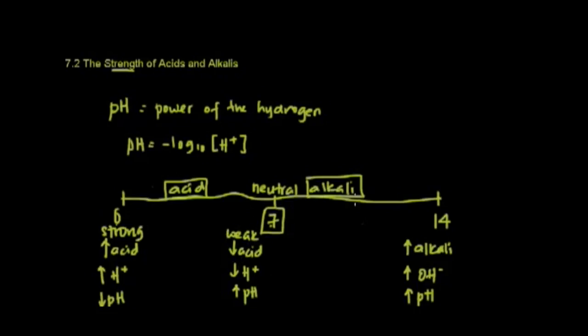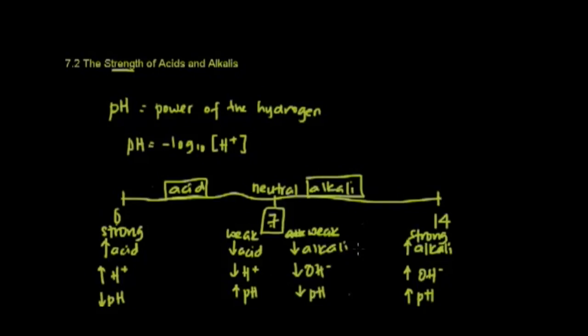And after 7, we talk about alkali. So the one that goes towards pH 14 is strong alkali. It has high concentration of OH minus ion, and it has a higher pH value compared to an alkali which is nearer to 7. Nearer to 7 is known as a weak alkali. If it's a weak alkali, therefore it has lesser OH minus ion, and when we compare the pH value with the strong one, it has a lesser pH value compared to a strong alkali.